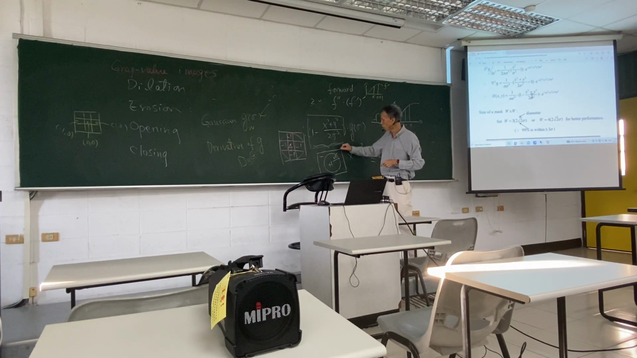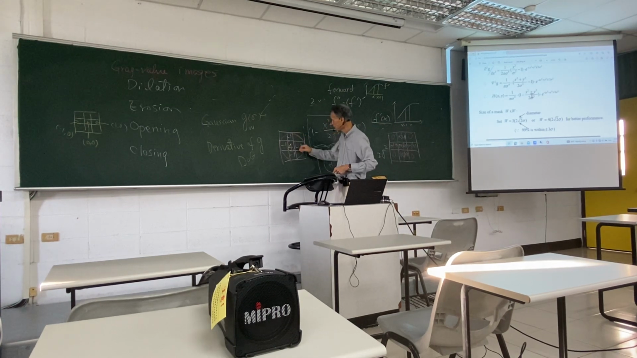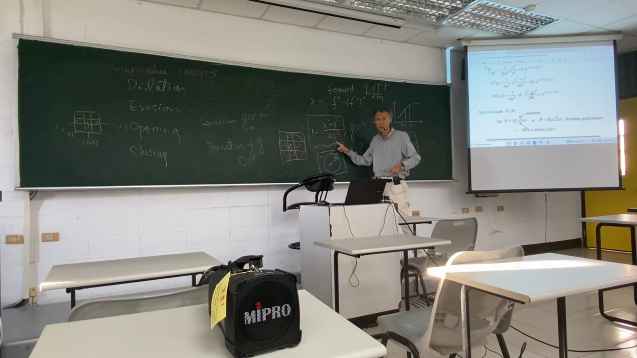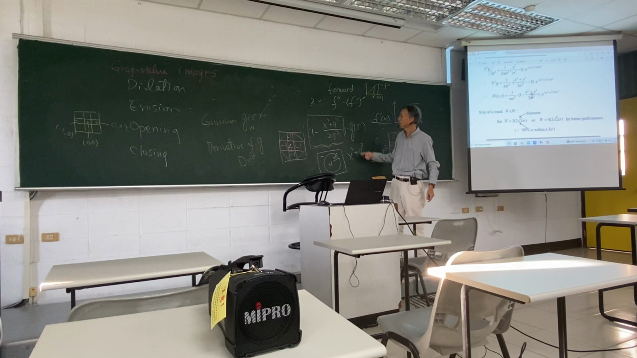So the sigma will determine what should be the size, and what will be the positive and negative values. And again, the G function is used for smoothing.